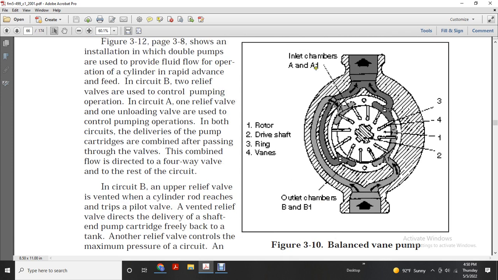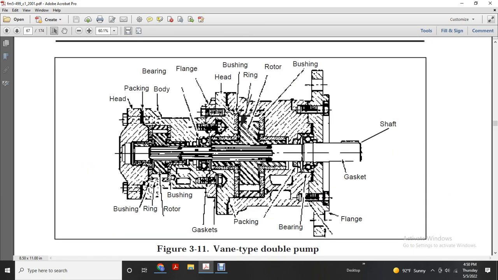Figure 3.10 shows a balanced vane pump. The inlet chambers are A and A1. 1 is the rotor, 2 is the drive shaft, 3 is the ring, and 4 is the vanes. The outlet chambers are B and B1.